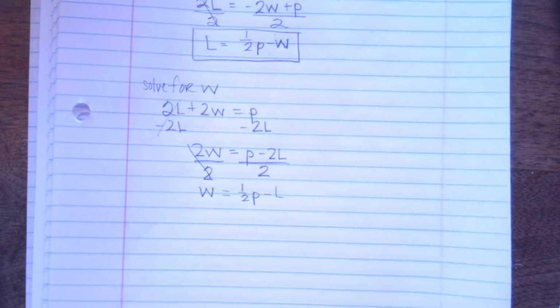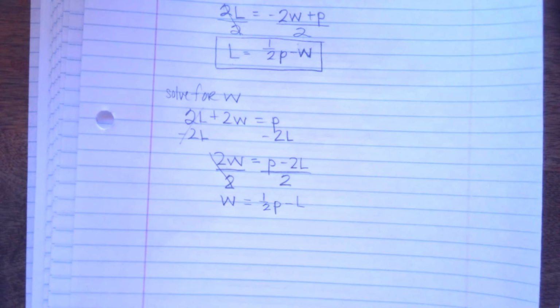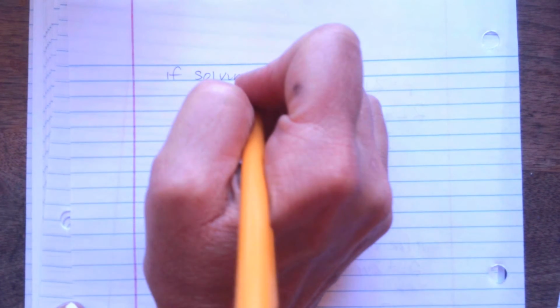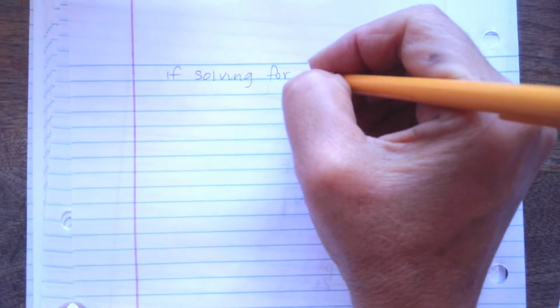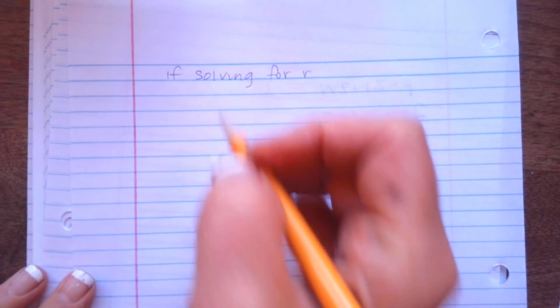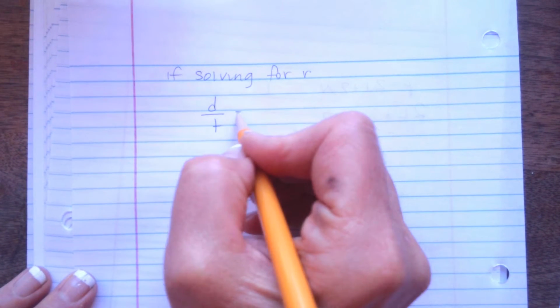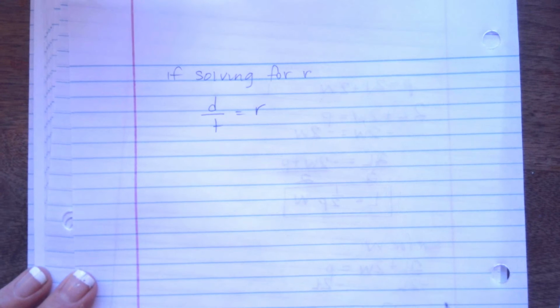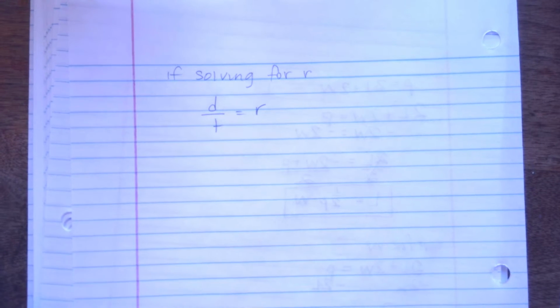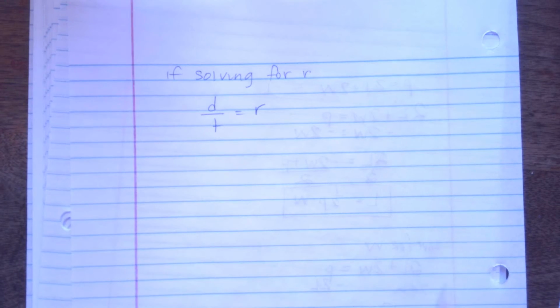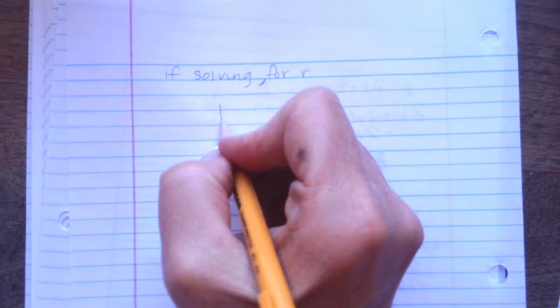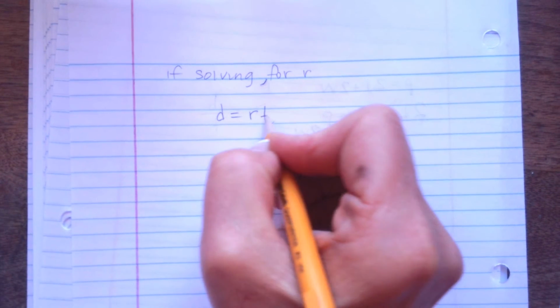Is that helpful, girls? Yeah. Awesome. Okay, let's do number 14. So if you're solving for R, we have distance over time equals rate, right? Let me make sure that is, oh, sorry. D equals R times T.